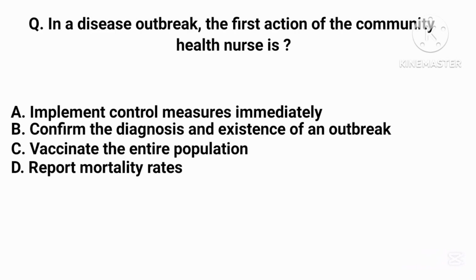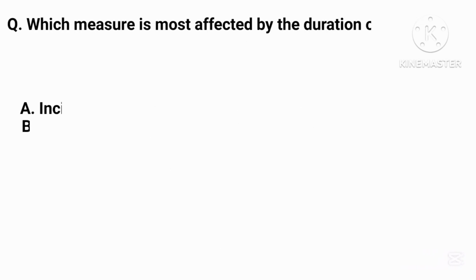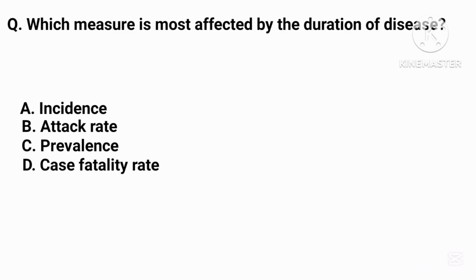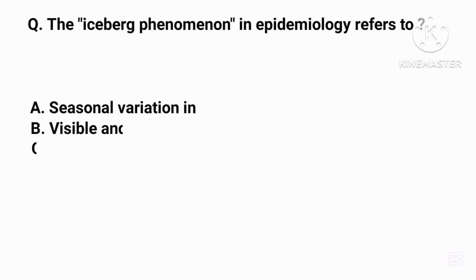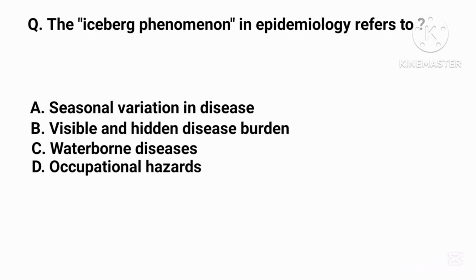Correct answer is option B. Confirm the diagnosis and existence of the outbreak. Which measure is most affected by the duration of disease? Correct answer is option C. Prevalence. The iceberg phenomenon in epidemiology refers to. Correct answer is option B. Visible and hidden disease burden.